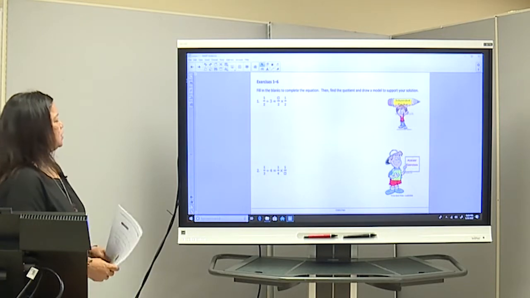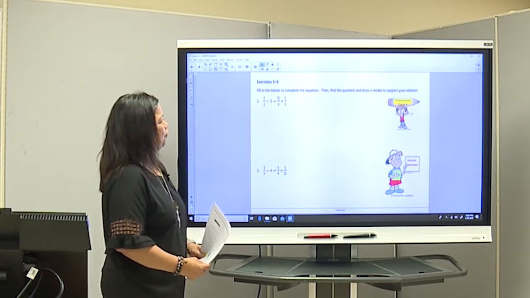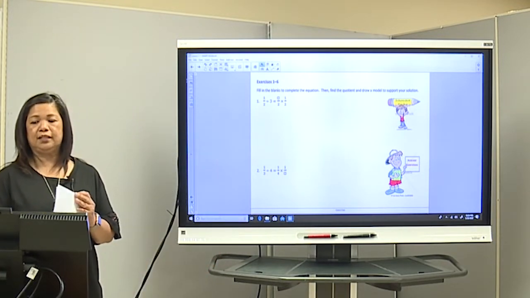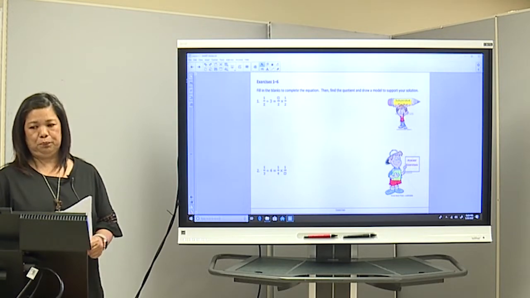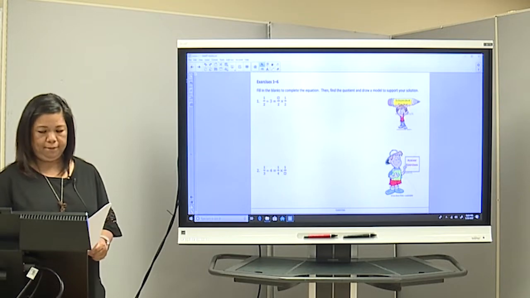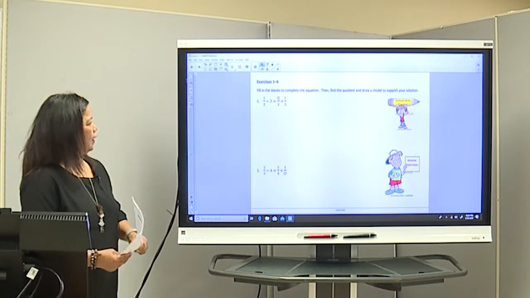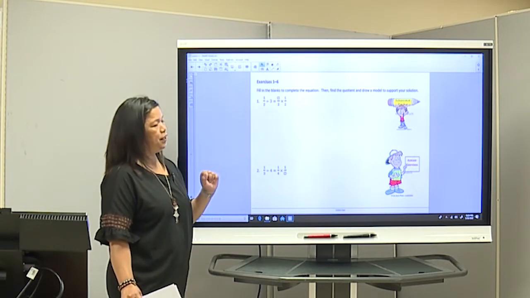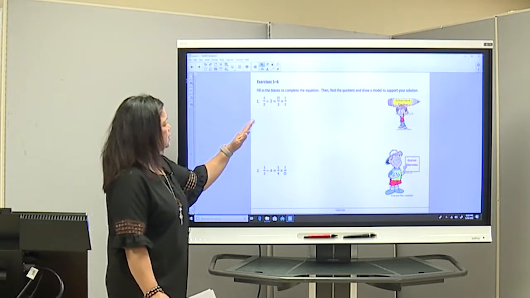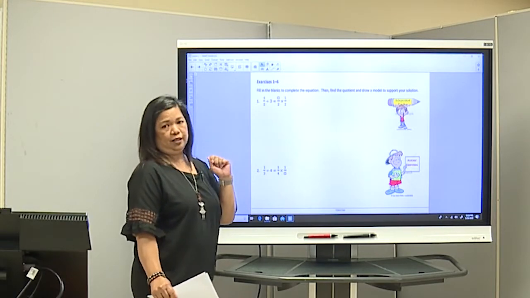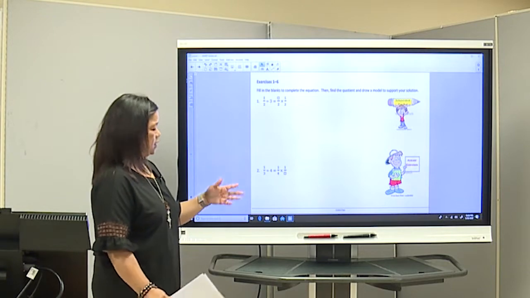Let's read the directions. Fill in the blanks to complete the equation. Then find the quotient and draw a model to support your solution. I'm going to work with you with number 1. I see a division expression, 1/2 divided by 3. And then I see an incomplete multiplication expression there.